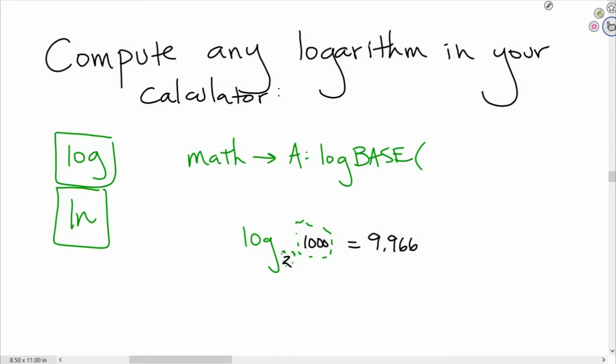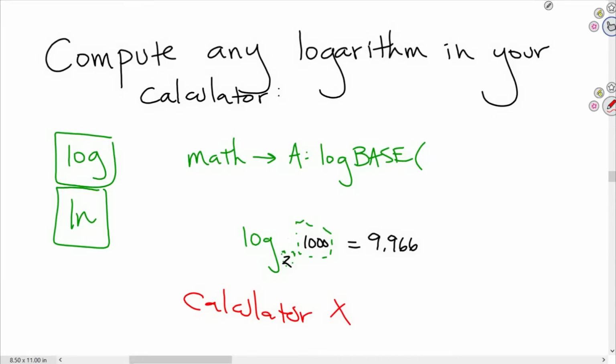So either a TI-84 or the calculator app called Calculator X. It's a free app. I'm not endorsed by Calculator X, but if I'm at home and I can't find my TI-84 calculator, I pull that out and use that. It works for almost everything we do in this course. So that's how you compute any logarithm on your calculator.